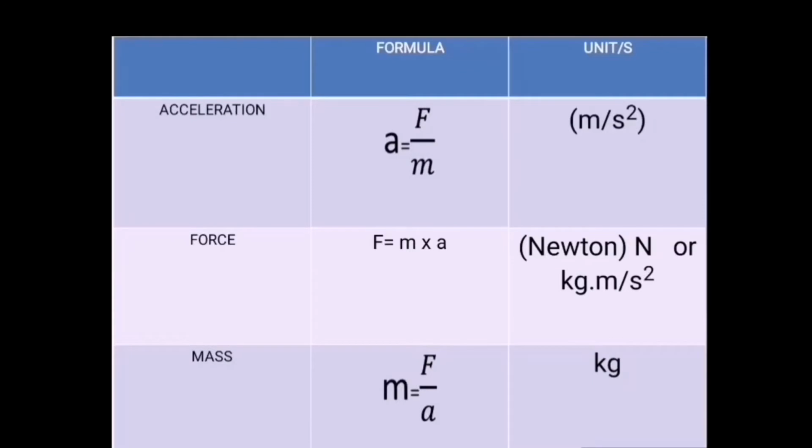So I made this table for the summary of the formulas and units. Again, the formula for acceleration is equal to force divided by the mass, and the unit is meter per second squared. The formula for force is equal to mass times acceleration, and the units are Newton or kilogram meter per second squared. The formula for mass is equal to force divided by acceleration, and its unit is kilogram.